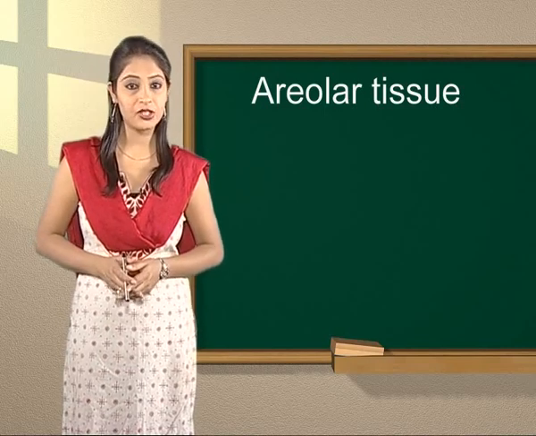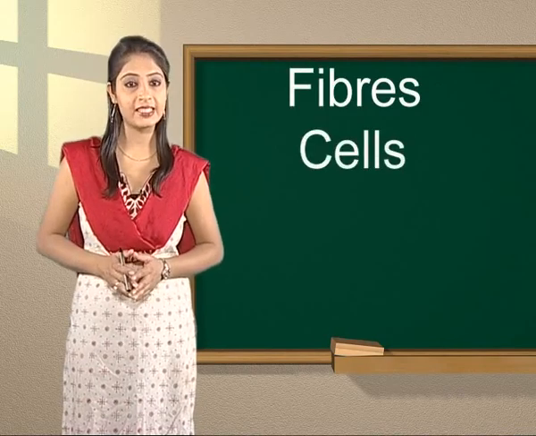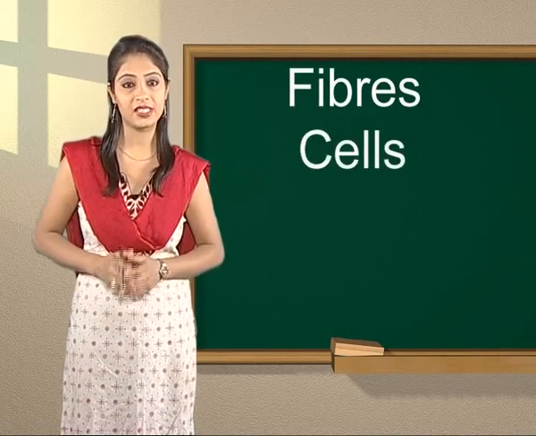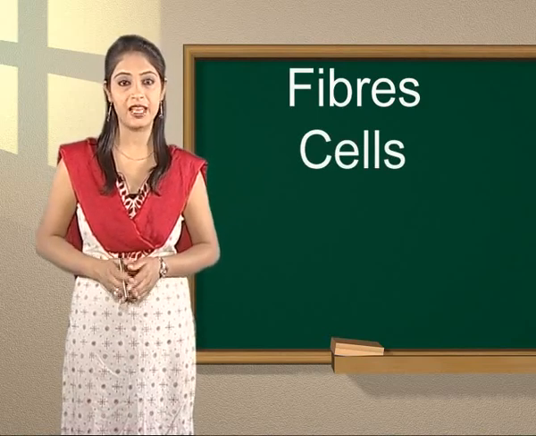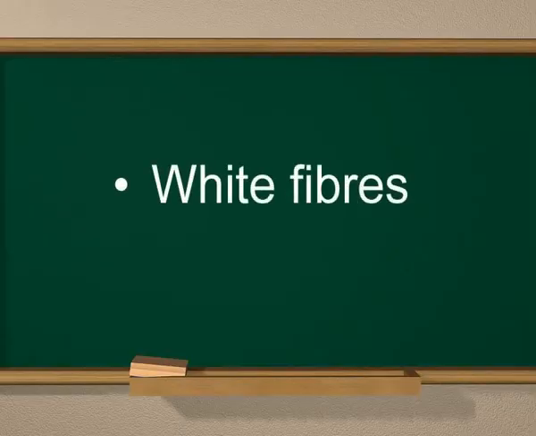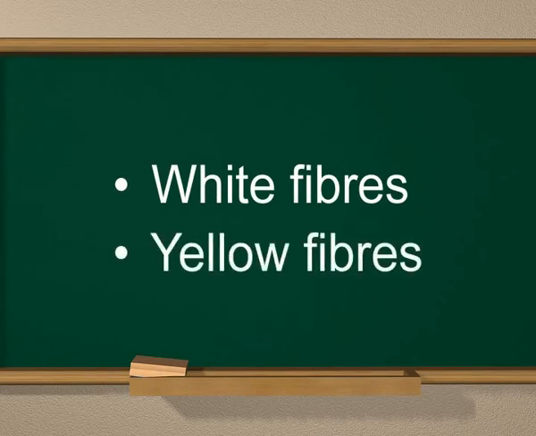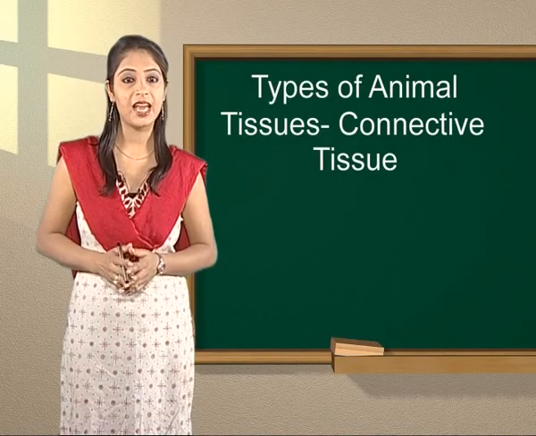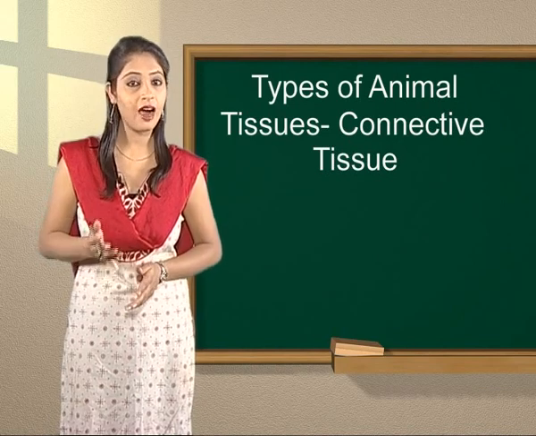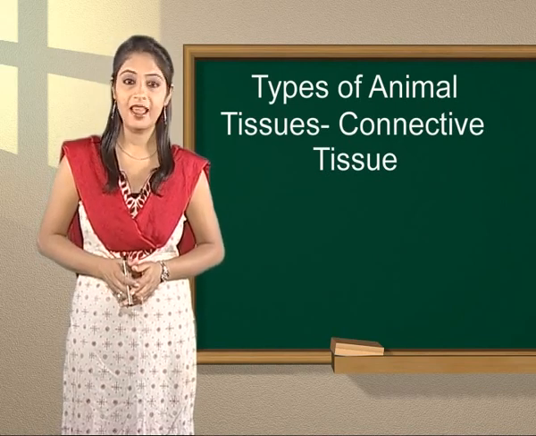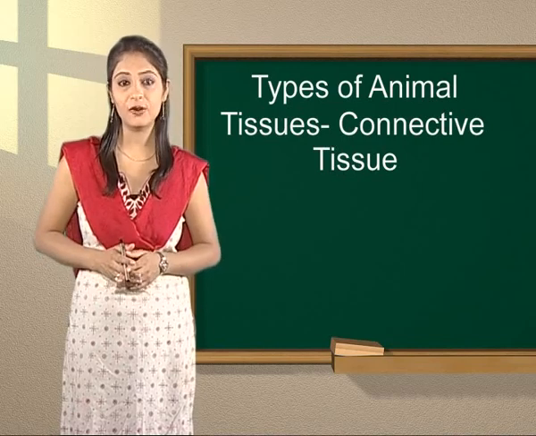Areolar connective tissue is composed of numerous fibers and cells and abundant mucin. These fibers are mostly of 2 types, white fibers and yellow fibers. Sometimes a small number of reticular fibers are also present. Let us see how these look like.